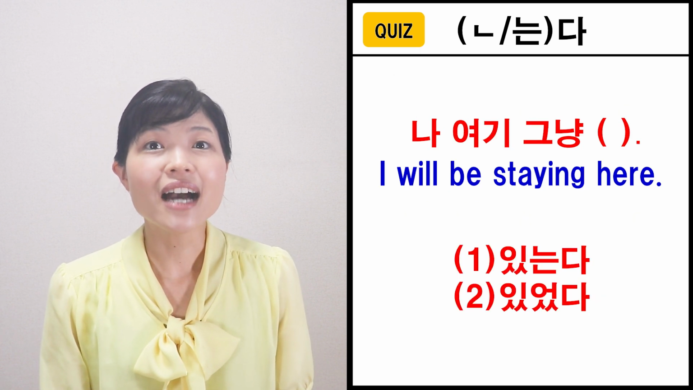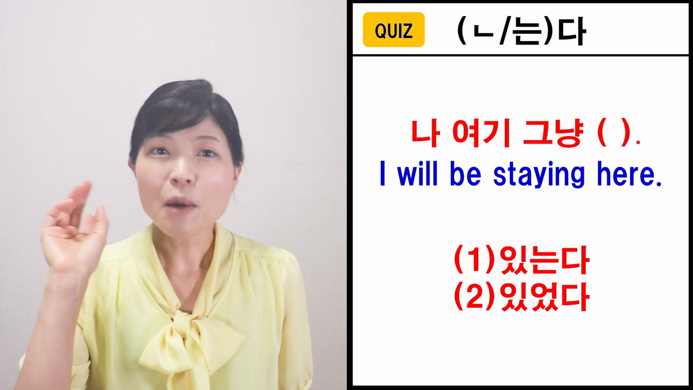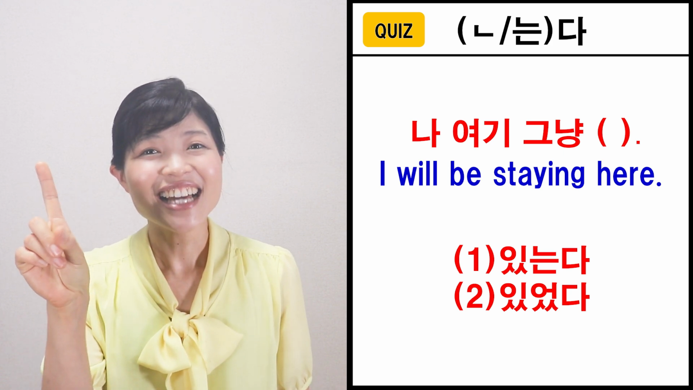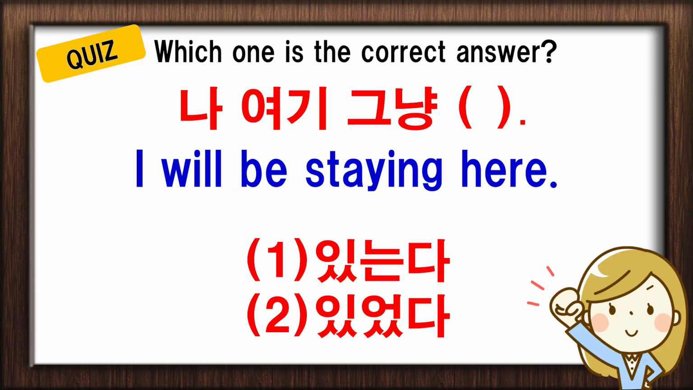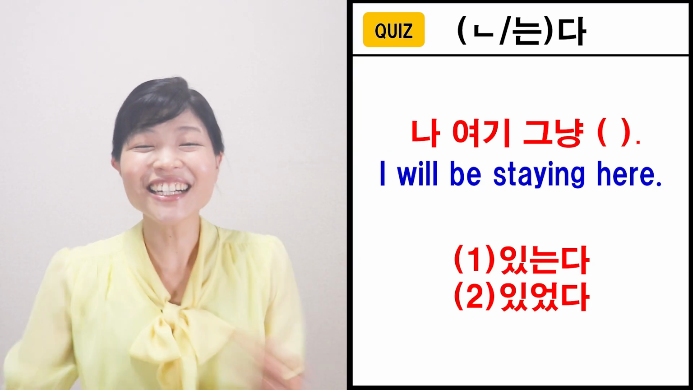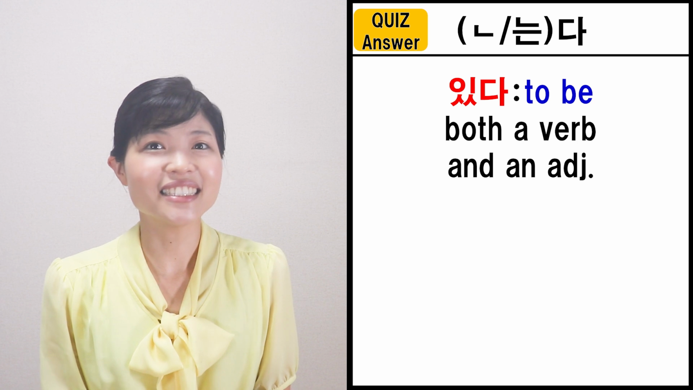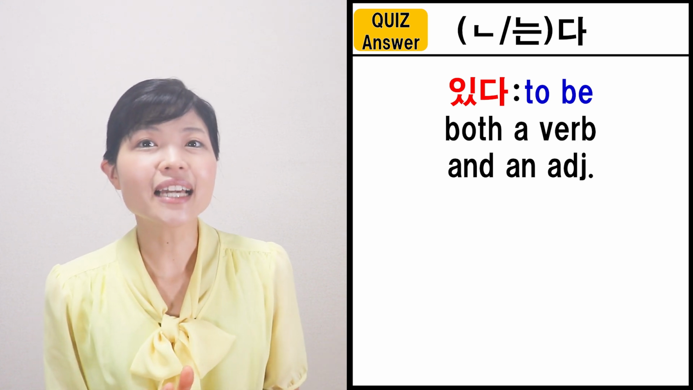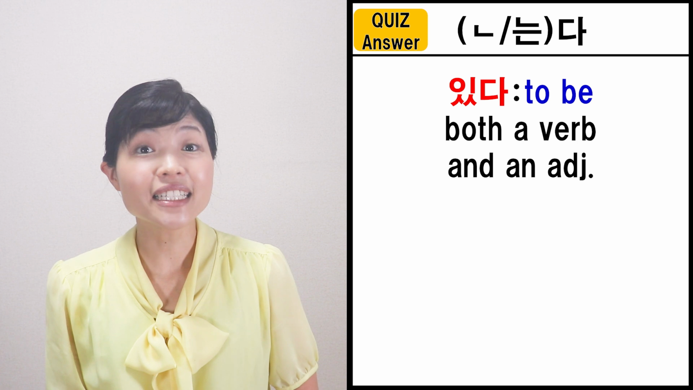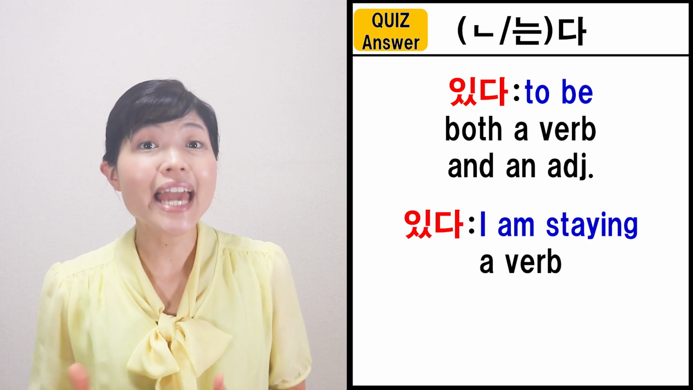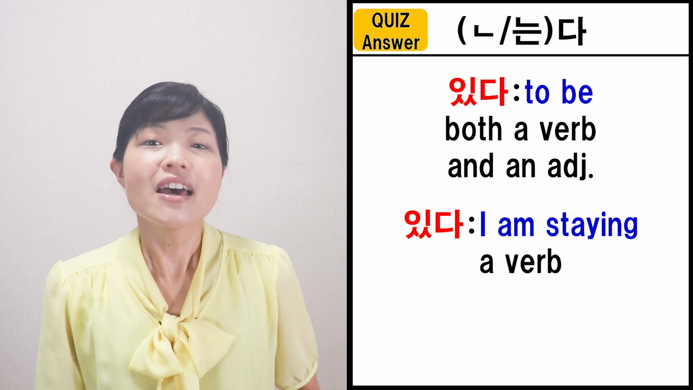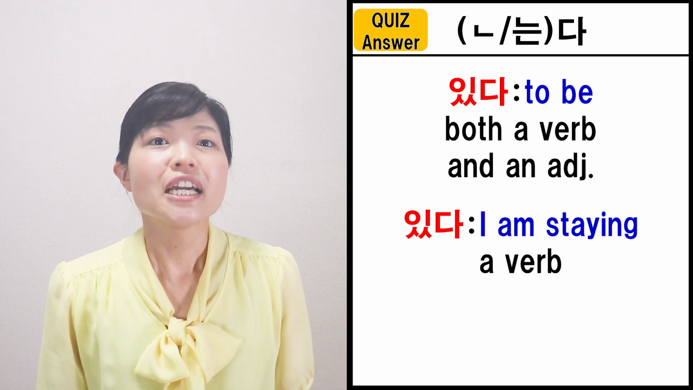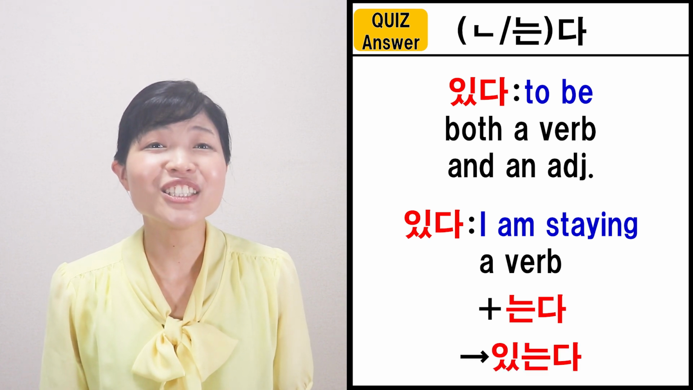나 여기 그냥 I will be staying here. Number 1, 있는다. Number 2, 있었다. The answer is number 1. Here, 있다 is to be, right? But 있다 can be both a verb and an adjective. When you want to say I am staying in a sentence, you are using the phrase as a verb. Therefore, you will attach 는다 to the stem to make 있는다.